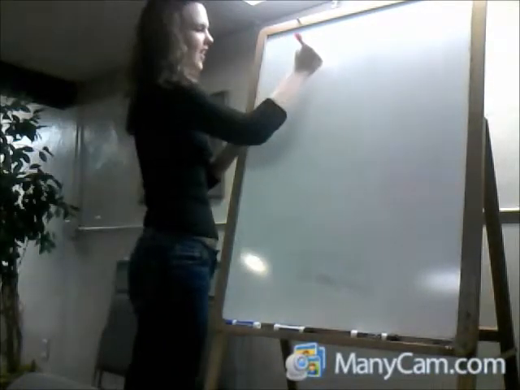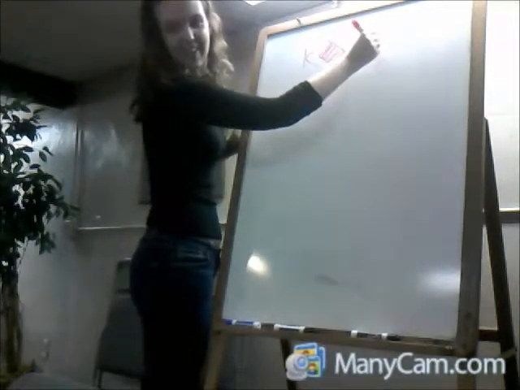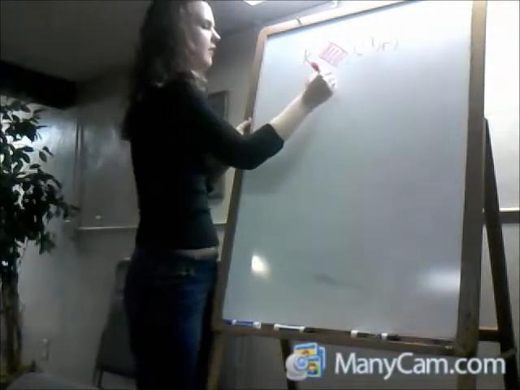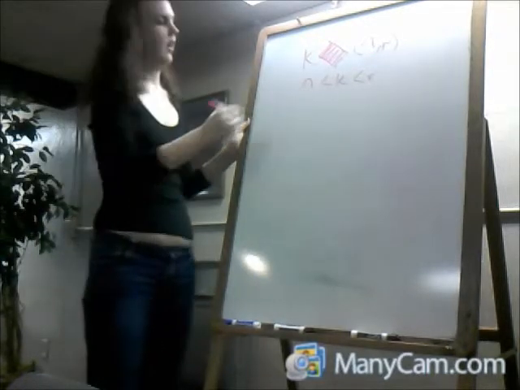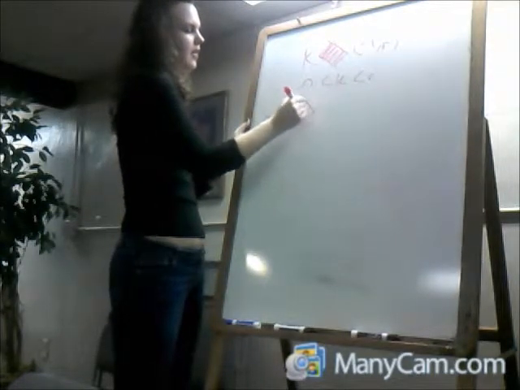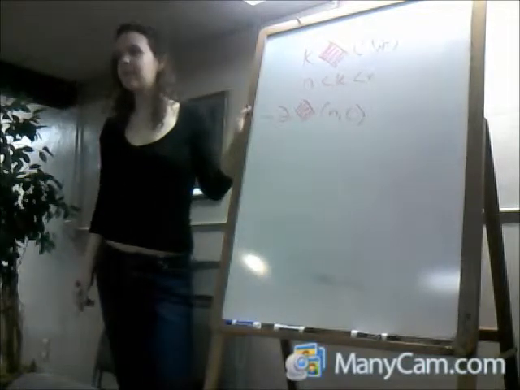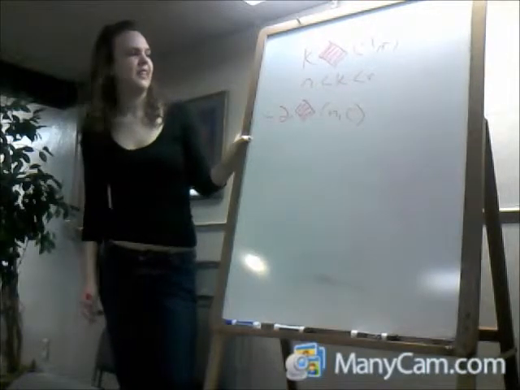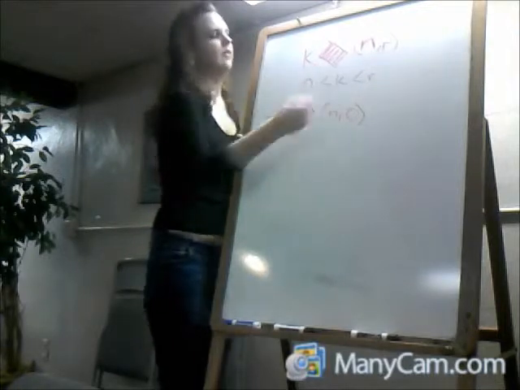So K diamond N, R, and that only works if N is less than K is less than R. And then -2 diamond. This is pretty scary, right? No, not really. Okay, so basically, we're looking at just matching these values.